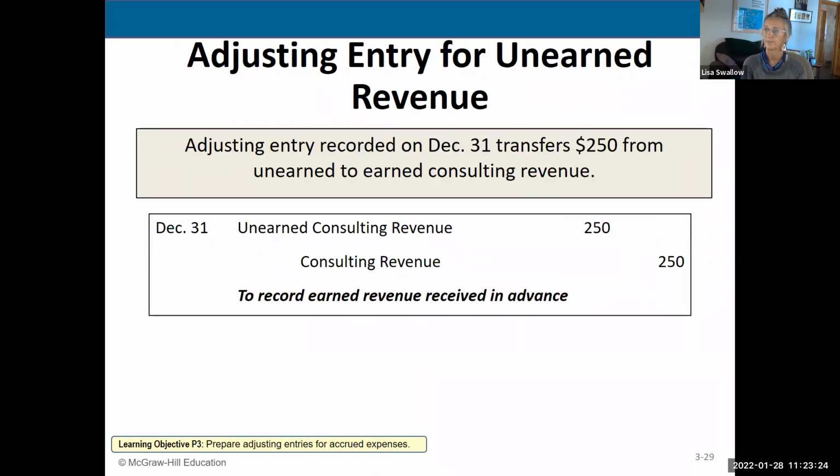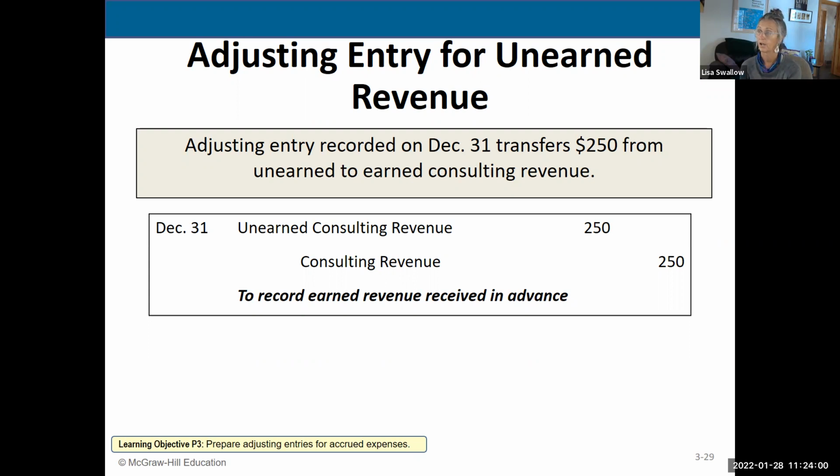Here's my journal entry. I have to debit the liability because I no longer owe them those 5 days. And I have to credit revenue because I want to show that on my P&L. I have earned that. Doesn't matter when the money transfers. It matters when I've earned it. So then I check it. Have I impacted a balance sheet account? Yep, unearned consulting revenue. Have I impacted a P&L account? Yep, consulting revenue. Have I touched cash?